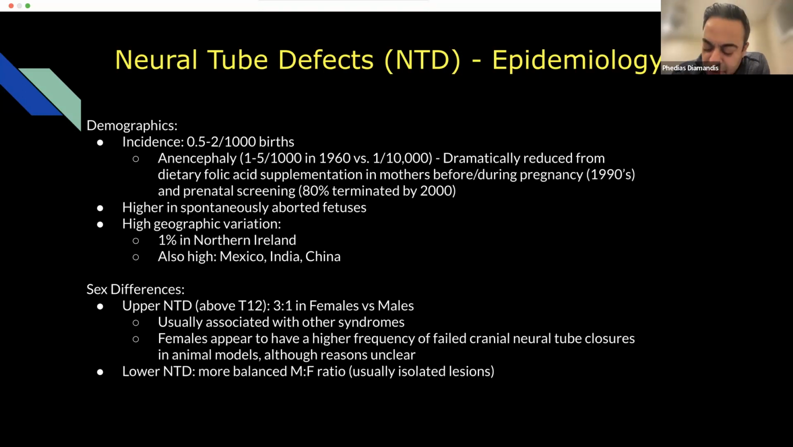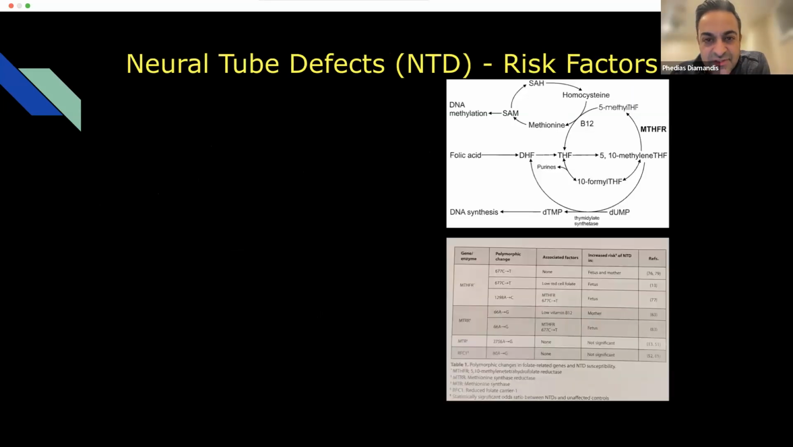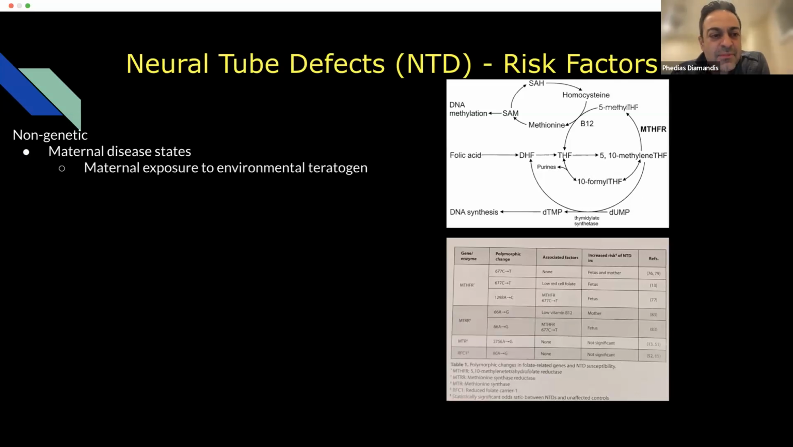With that said, the lower neural tube defects do seem to have a more balanced male to female ratio, and these are often isolated lesions. So again, risk factors, most of them are non-genetic. Maternal disease states, exposures to teratogens, as we'll see what exactly teratogens mean. But the most common is poorly controlled maternal diabetes.